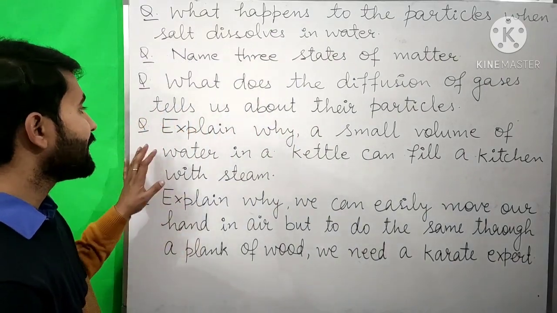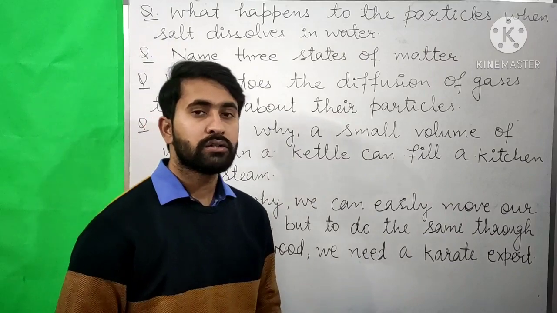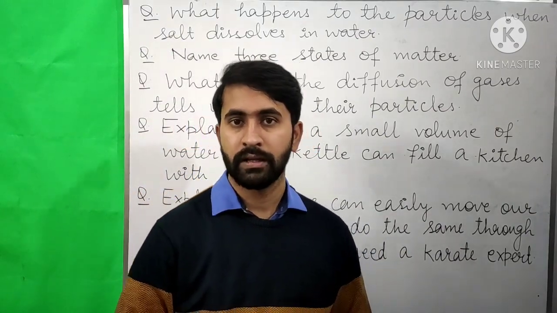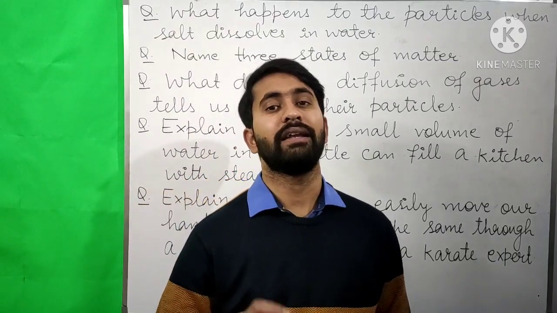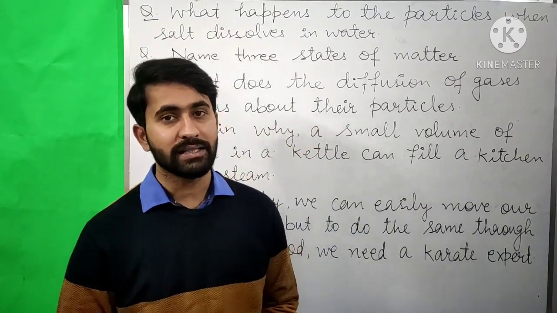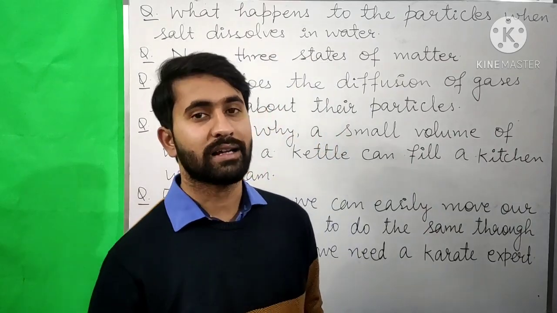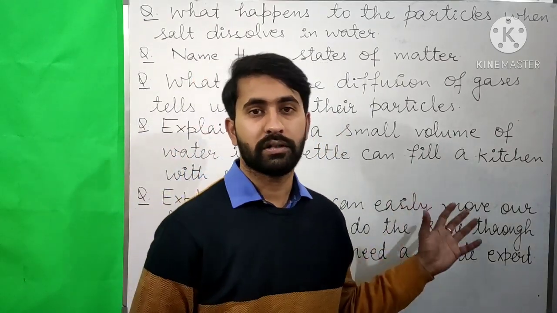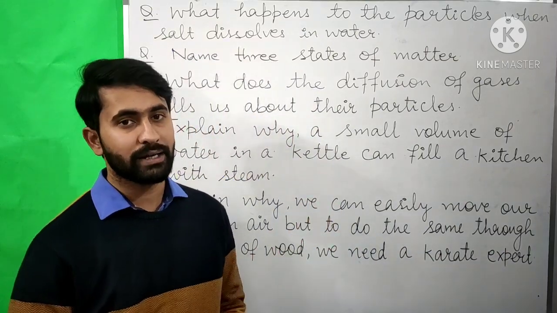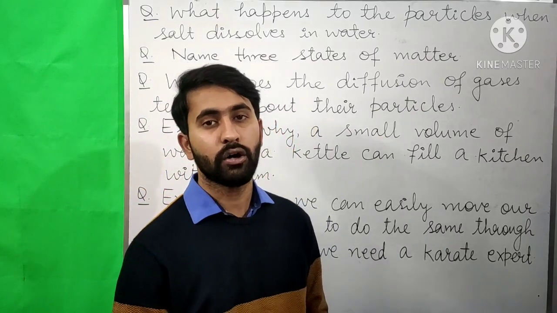Now our next question is, explain why a small volume of water in a kettle can fill a kitchen with steam. So we know that water is the liquid form and steam is the gas form of water. Gases have very little force of attraction between their particles, their particles can move freely, and gases fill their container completely. When the water converts into steam, it starts coming out of the kettle, and slowly the water vapors, or we can say the steam, start filling up the room, and slowly the whole room will be completely filled with steam. That is the property of gases: they fill the whole container.